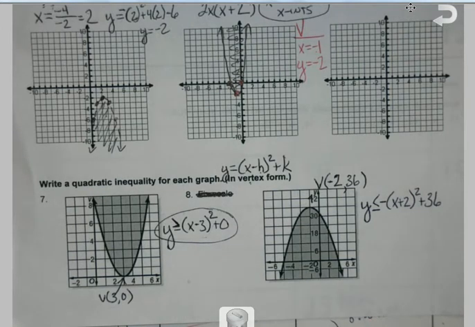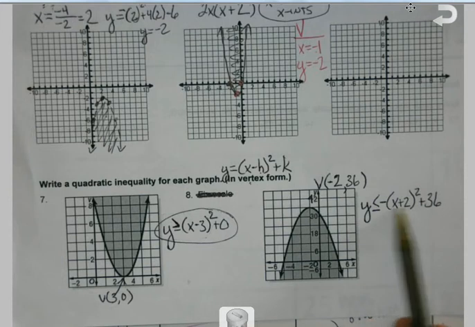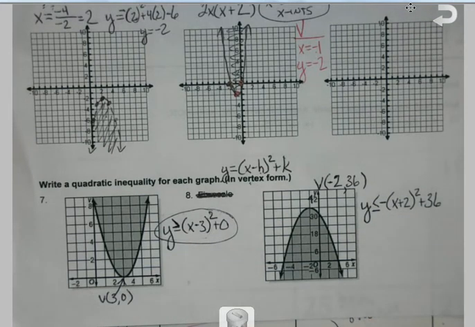And like I'd mentioned, if you're ever asked to go into standard form, you would just FOIL this out and then go ahead and combine like terms, and you'd be into standard form. So it's kind of a nice flexible way of being able to write these. All right. Any issues before we head to the back here?